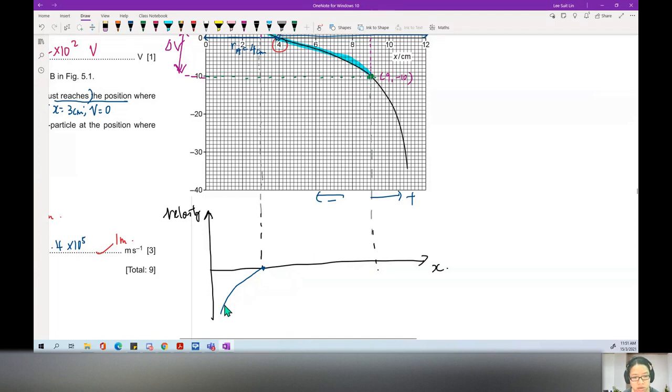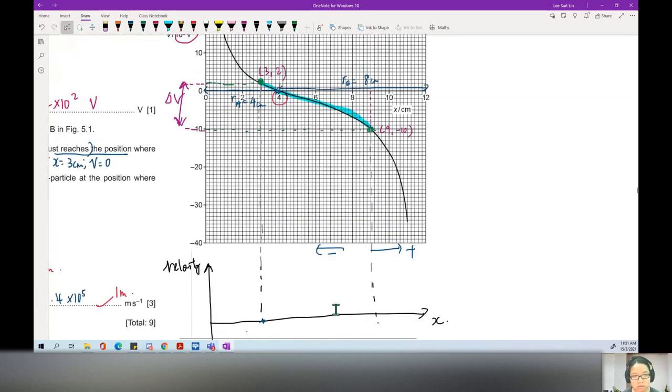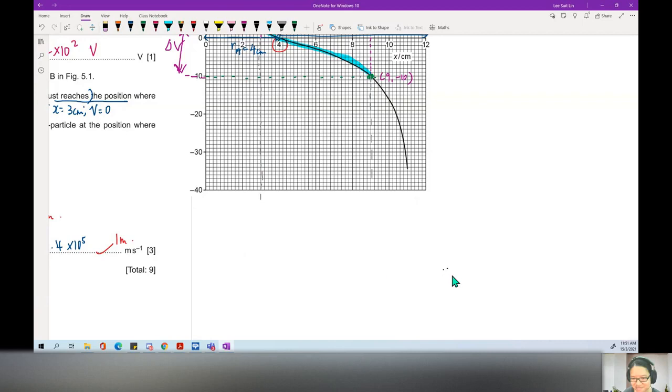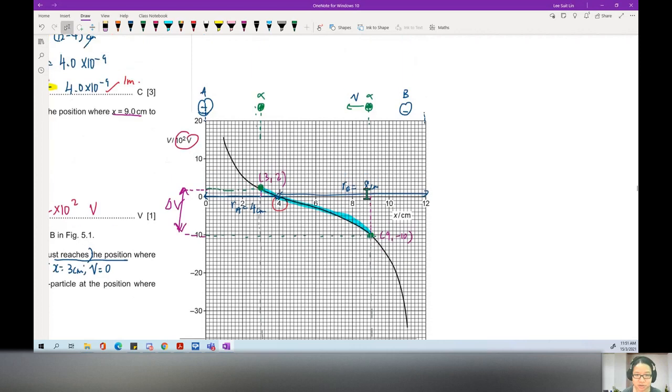Actually, hang on. This is against time. What am I drawing? You can draw against T. But if I draw against position, it's going to be a bit too much. Okay, don't draw. Because there are past year questions that ask you to describe the variation of velocity of the alpha particle. Too complicated. Don't over-complicate the question. I'm not going to set crazy model papers, don't worry about it. So describe the variation of velocity.